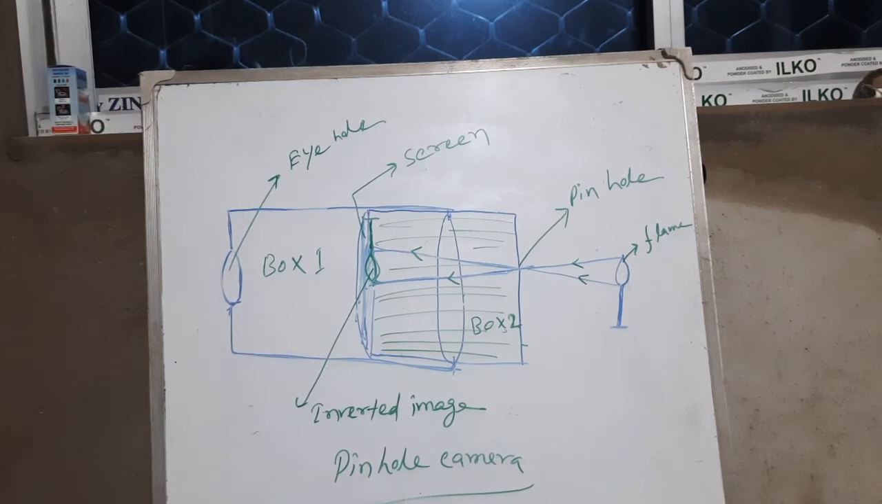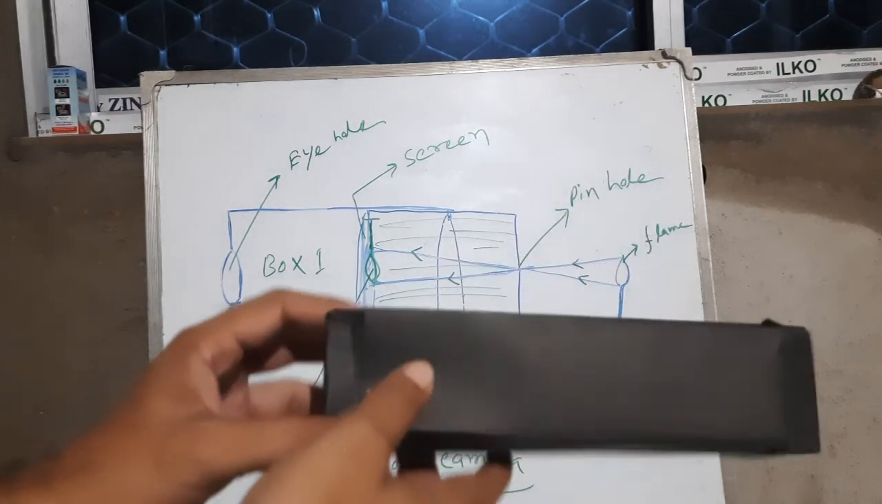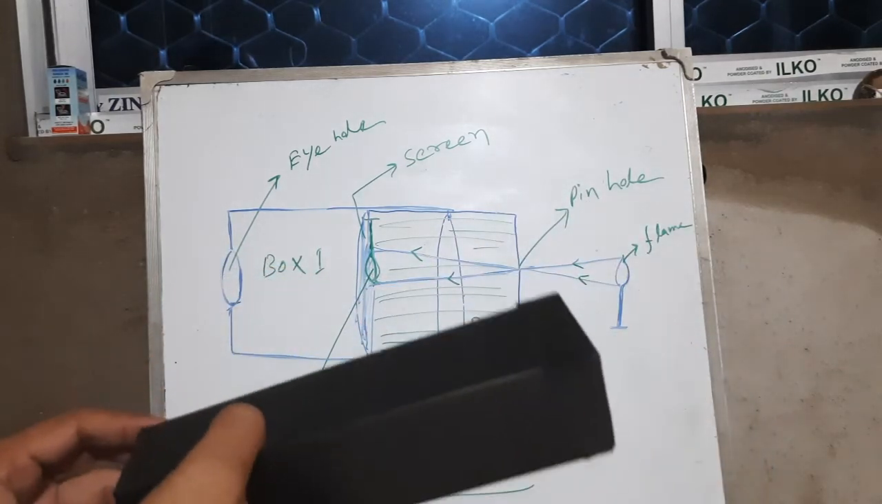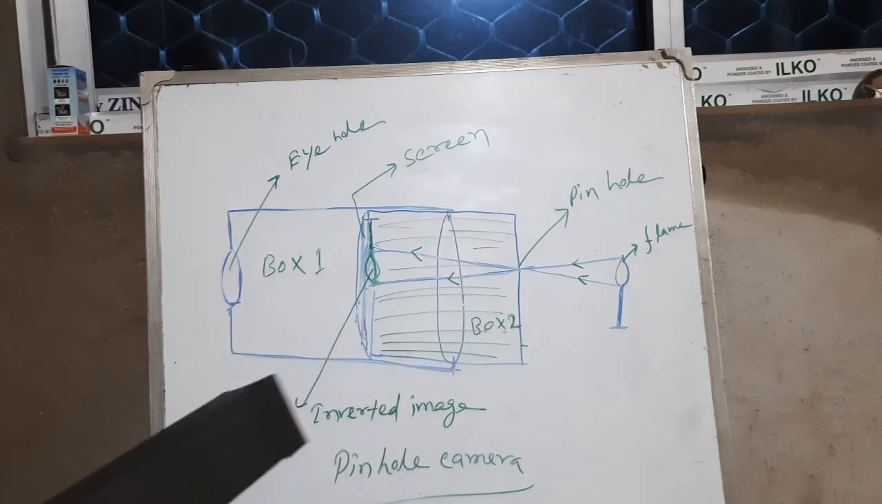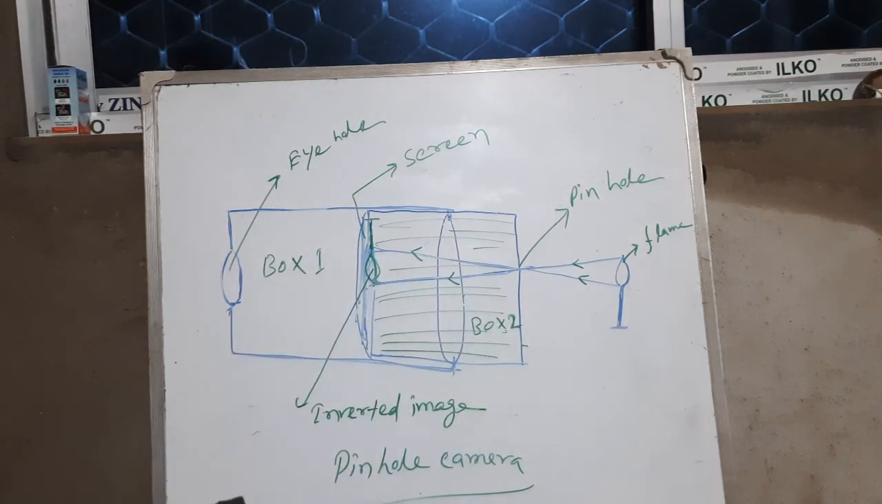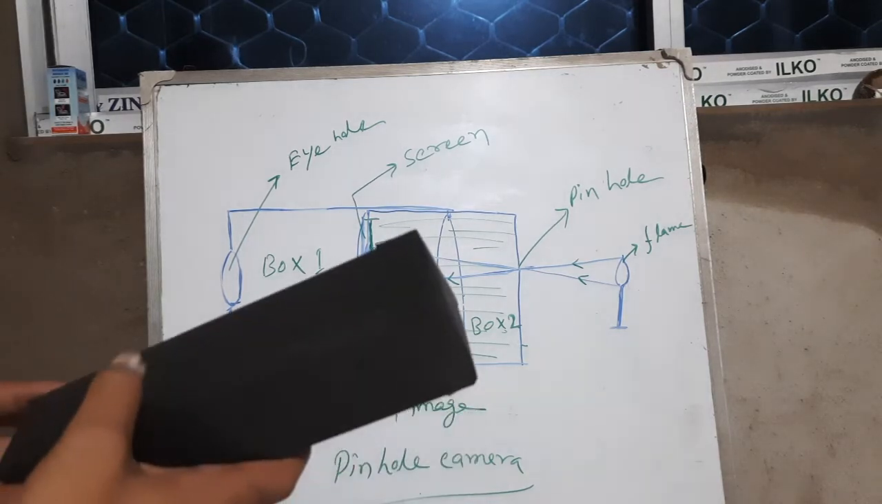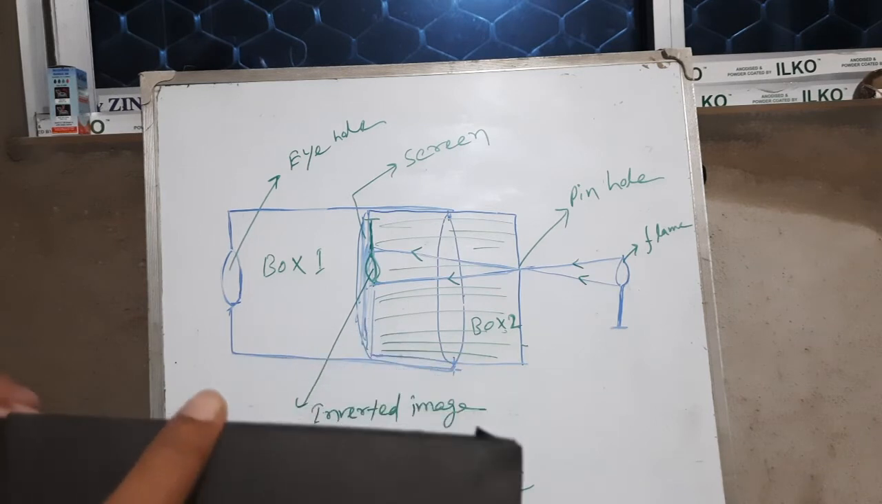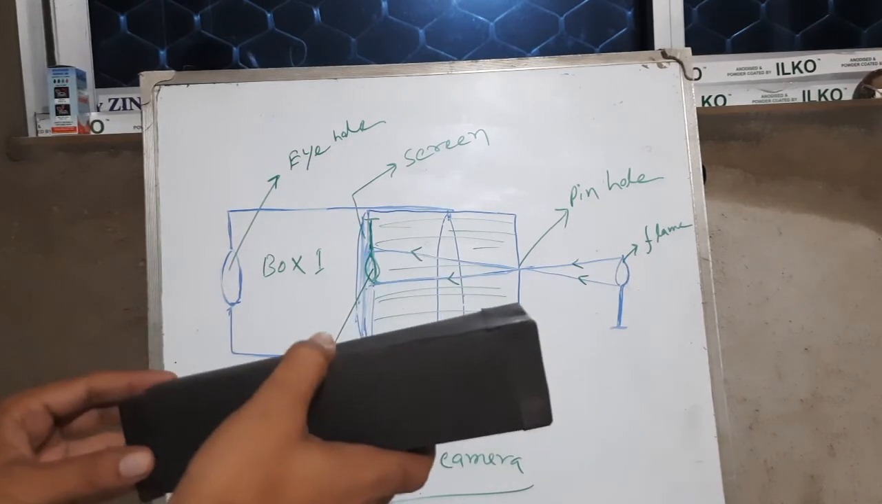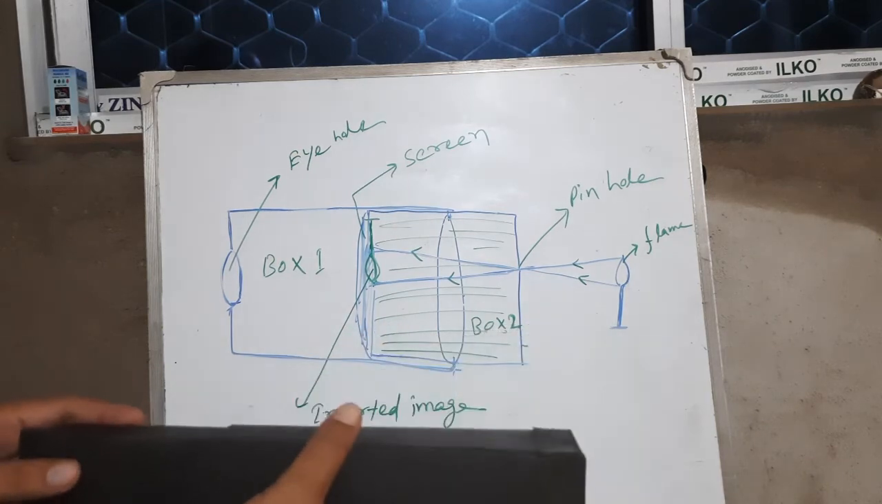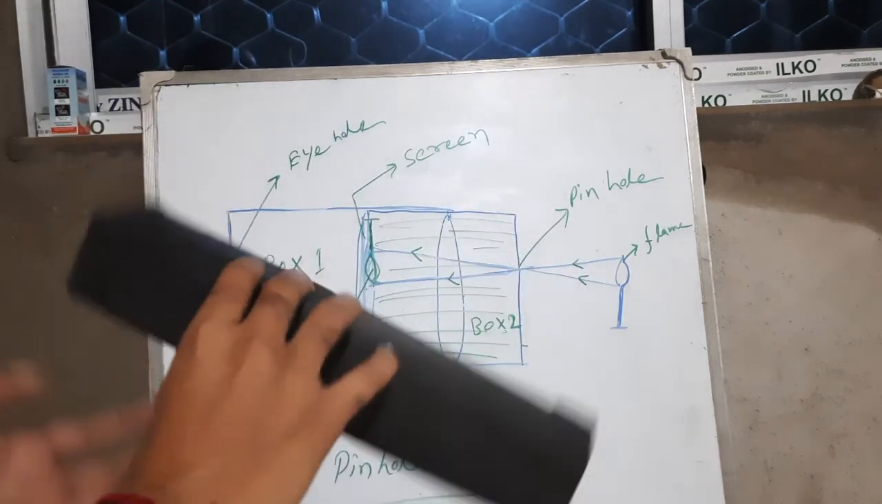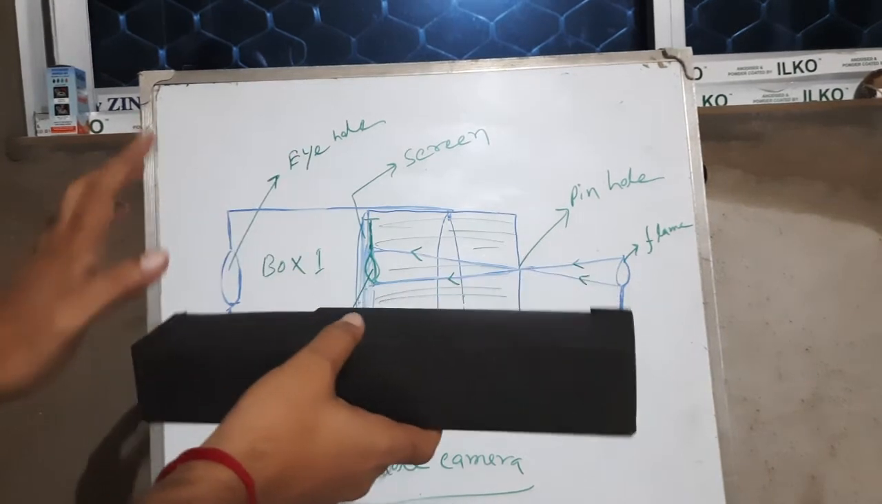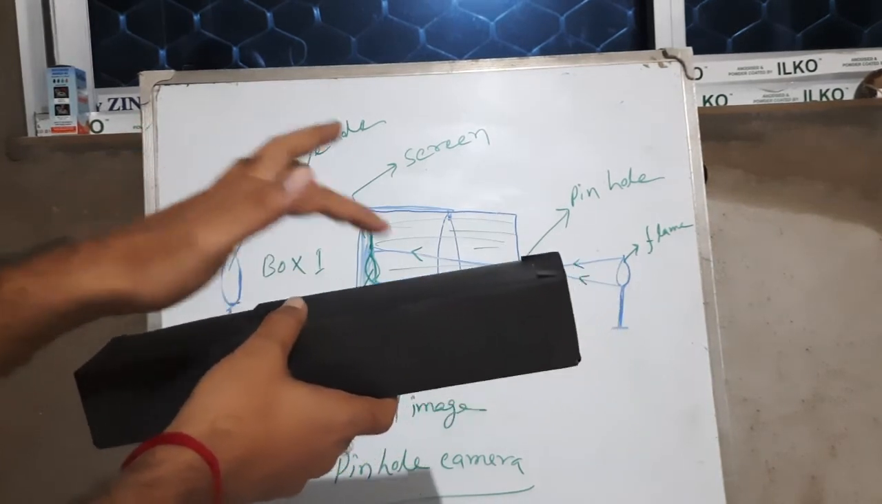Now let's discuss elaborately and let's show the practical. This is a pinhole camera, and this pinhole camera was prepared by one of my students. The name is Susnik Jana of class 6, who has prepared this one. Nice, and it is working nicely also. You can see in this pinhole camera there are two boxes. This is box 1, and this is box 2.